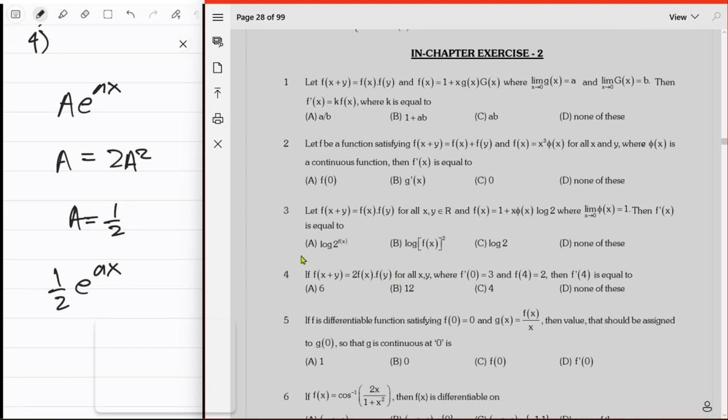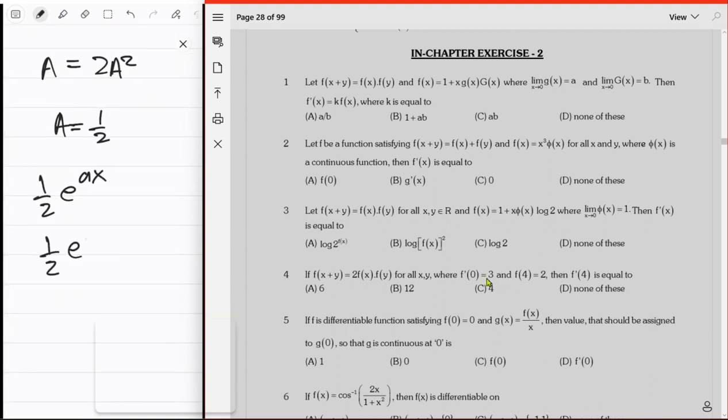What you are saying is, f(x) is this thing. Okay, we got this expression. Then f'(0) is 3. a upon 2 is 3, a is 6. So it's 1 upon 2 e power 6x. And f(4) is 2.